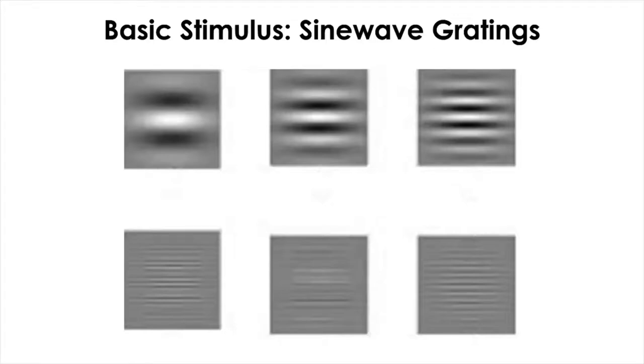So in the field of visual psychophysics and neuroscience, sine wave gratings are probably the most popular stimulus and used extensively because sine wave gratings are building blocks to construct more complex stimuli. So you can think of it as kind of Lego blocks of making visual stimuli. So let's take a look at some of them in more detail.